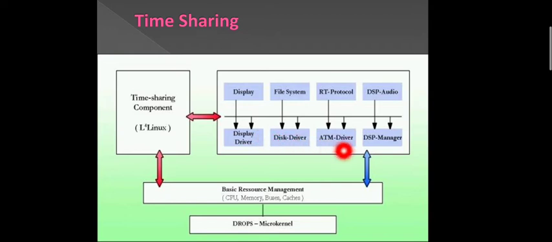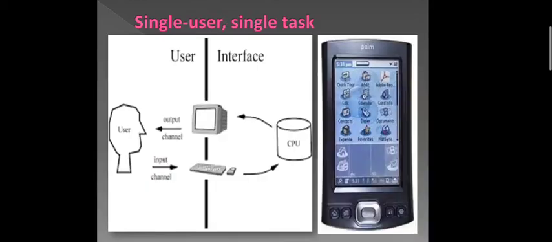A time sharing operating system is an operating system in which multiple jobs are there, and the CPU or the operating system provides different time slots to different types of jobs to do their work. After that, basic resource management is also done here, and this is the time sharing operating system.